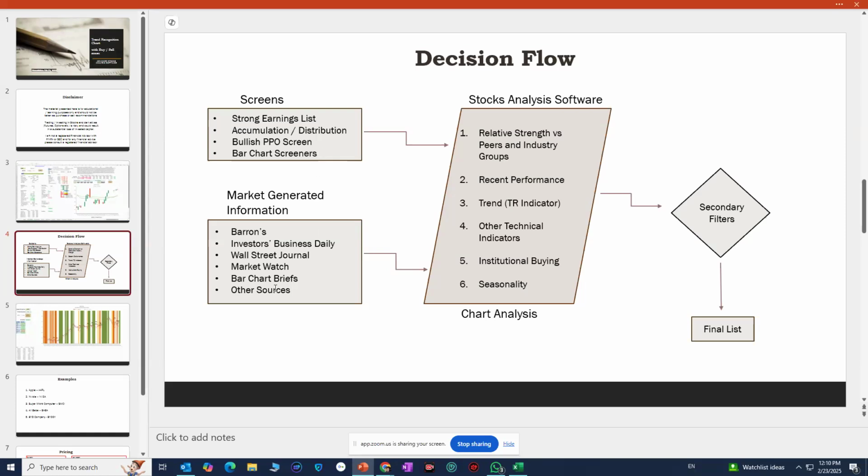Then we have our own market-generated information, which comes from different sources like MarketWatch, Barter Brief, IBD, Wall Street Journal, Barron's. Combined with these, we have our software like our TR indicator. We analyze technical strength as well as institutional buying and seasonality. Some stocks are suitable for trading or investing in different parts of the year, some are not. Like Nvidia, I just made a post that Nvidia has a history of producing good results in the second month of every quarter, which is its earnings month. And we look into how it has been done.